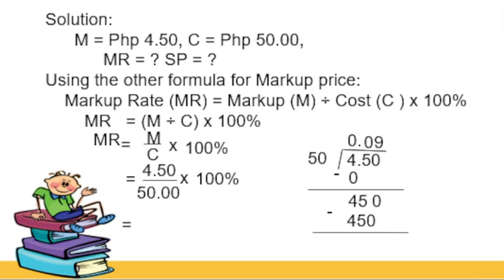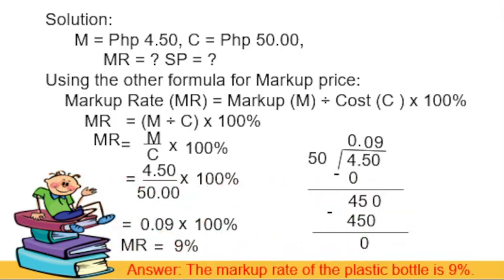So 0.09 multiplied by 100%. So that is equals to 9%. So the markup rate is 9%. Okay? So next. Again, the answer, as I said a while ago, the markup rate of the plastic bottle is 9%.